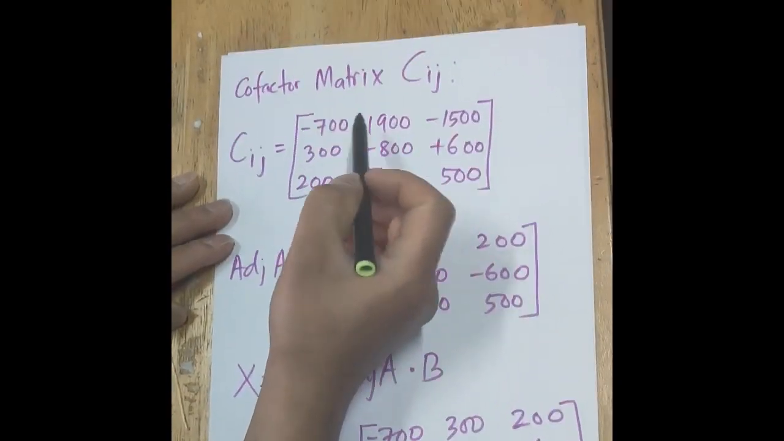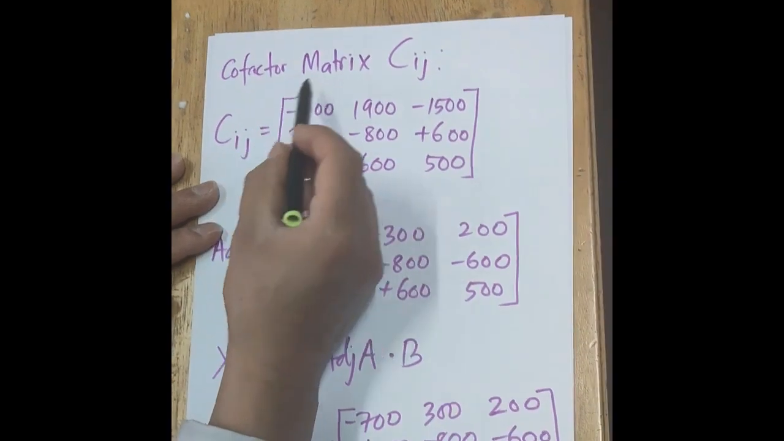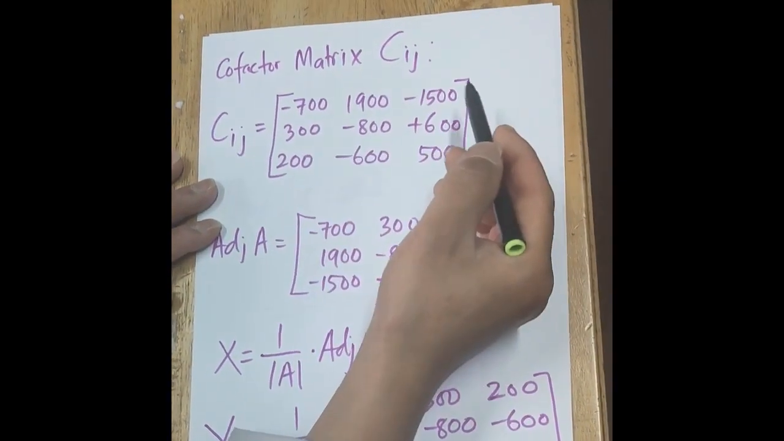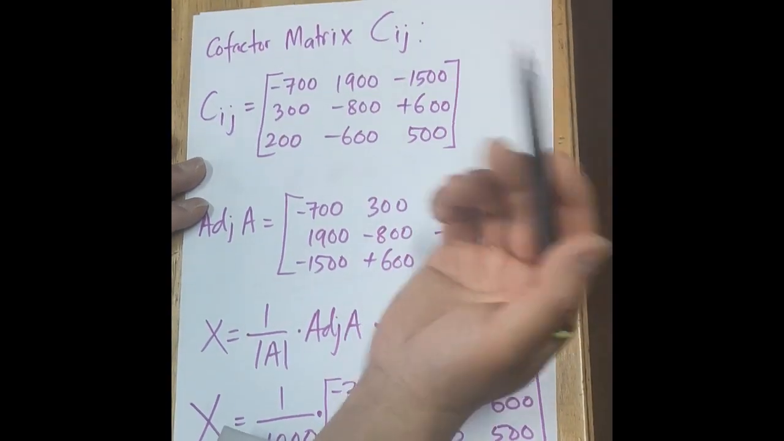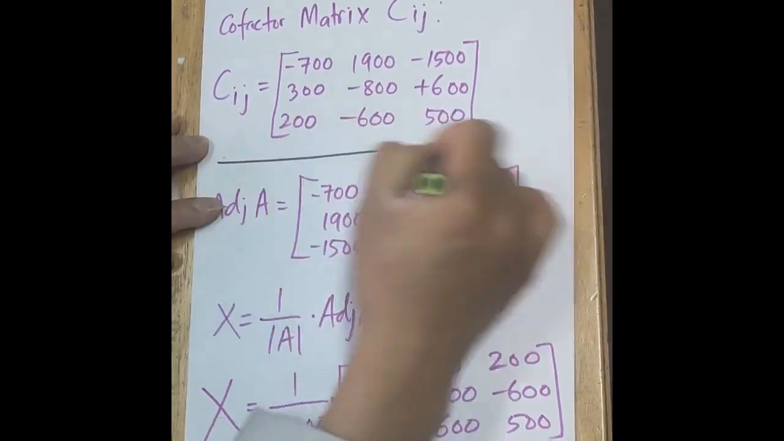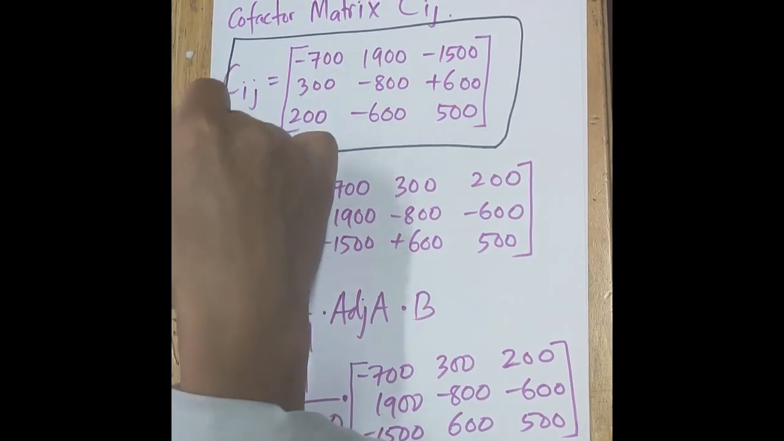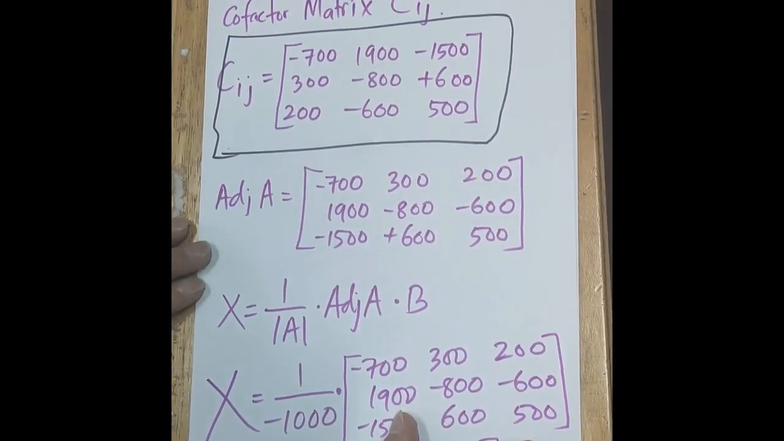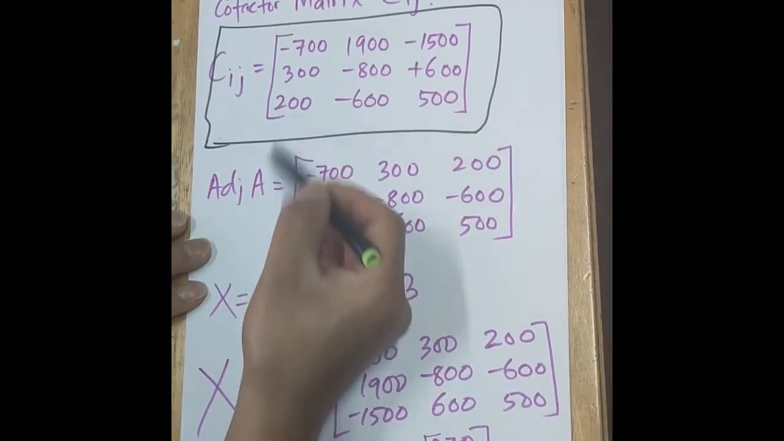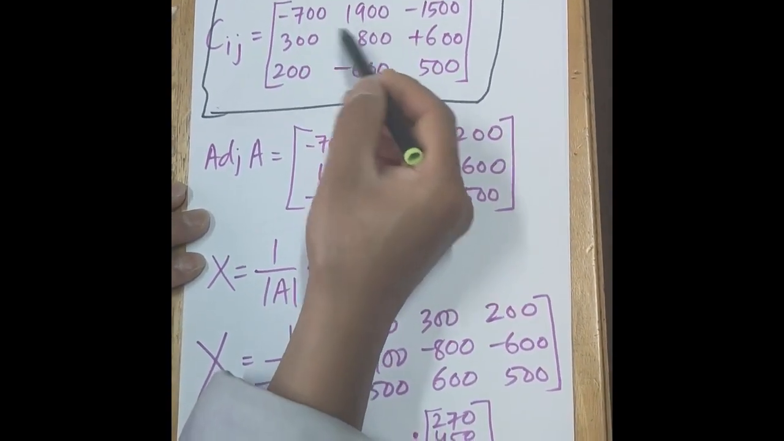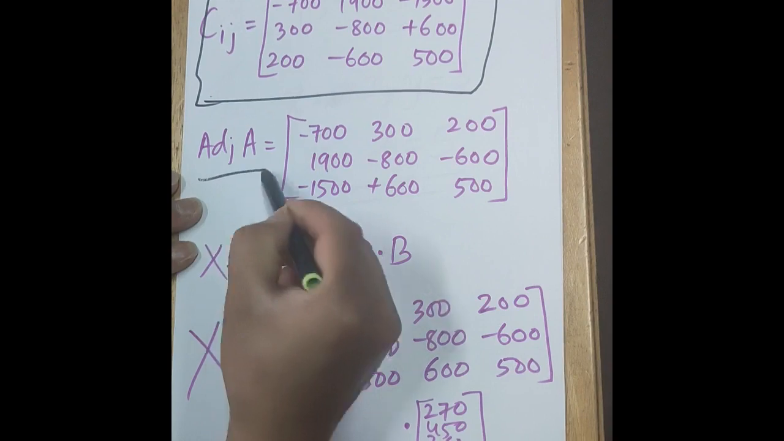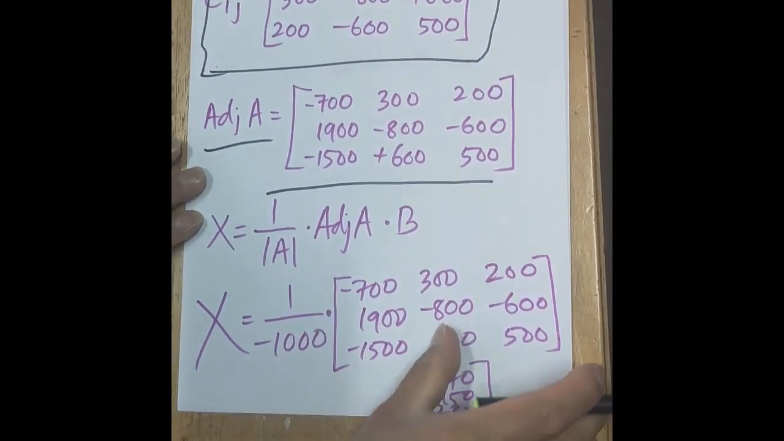So next, how do you obtain the cofactor of the coefficient matrix A? As we have gone through how to compute the cofactor matrix in the earlier lectures, I have directly computed the cofactor matrix here. Once you get the cofactor matrix, you can take the transpose of this, meaning swap the rows and columns, to get the adjoint matrix A here.